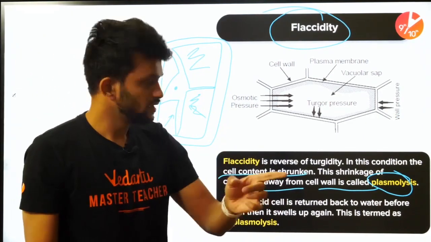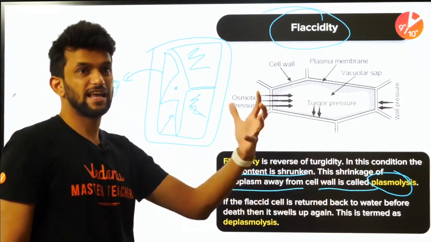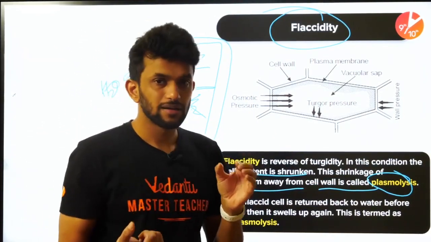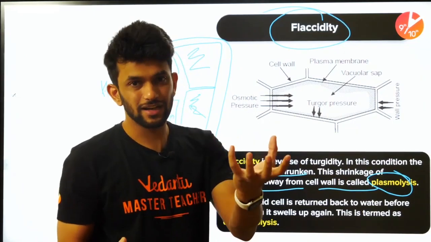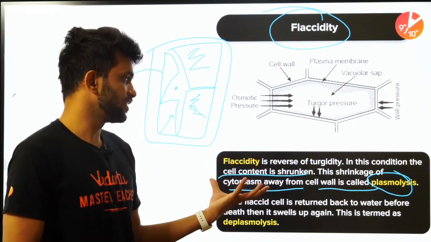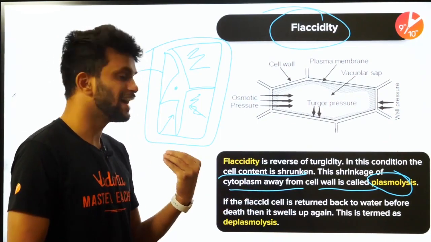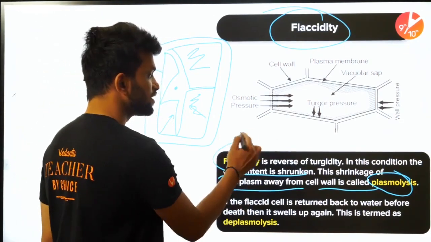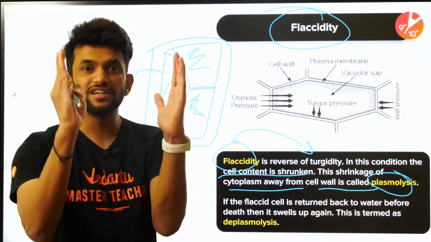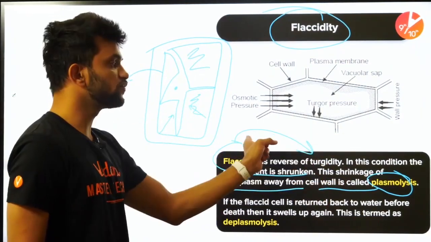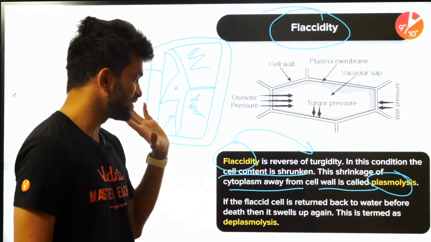Flaccidity is a condition. Plasmolysis is a process. Turgid is a condition. समझ पा रहे हो? एक होता है food is something, right? Hungry मतलब मैं hungry हूँ. That is like flaccidity. ठीक है? I am eating. That is plasmolysis. I hope you are understanding what I am trying to say. So बेटा, flaccidity is a reverse of turgidity. Flaccidity is a condition. Turgidity is a condition. Plasmolysis leads to flaccidity.